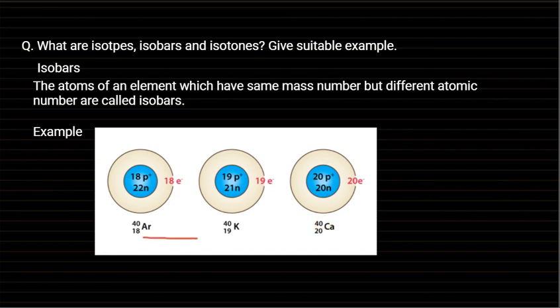So in all these three elements, argon, potassium and calcium, is the mass number the same? Yes. So elements which have the same mass number but different atomic number, such elements are known as isobars.